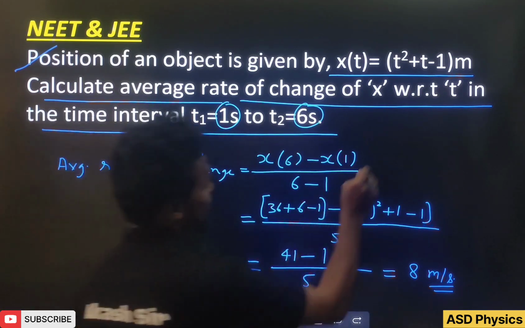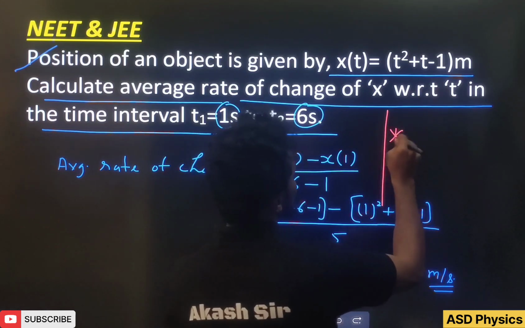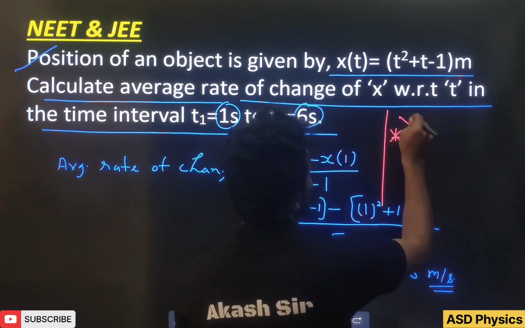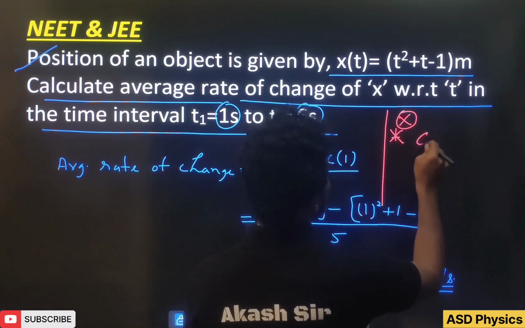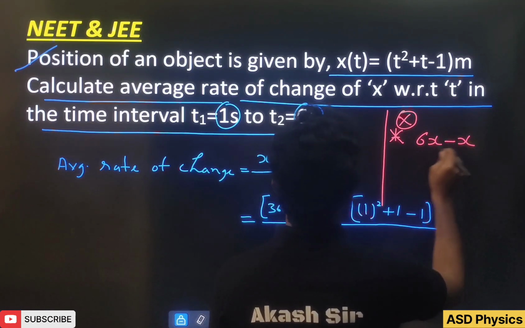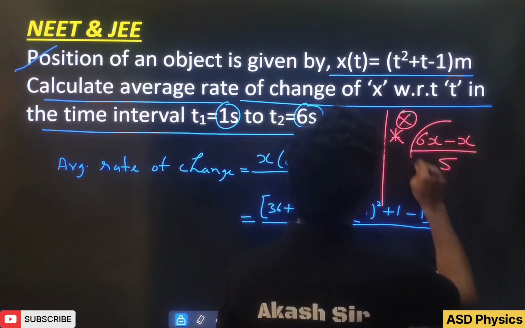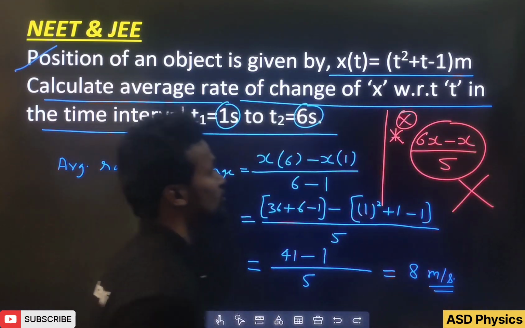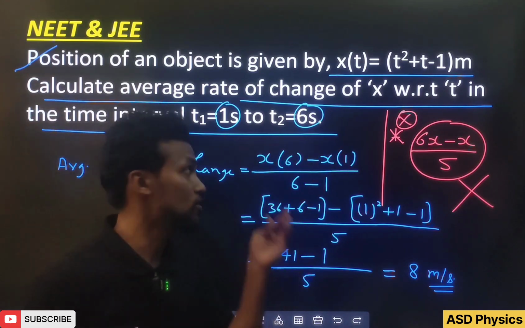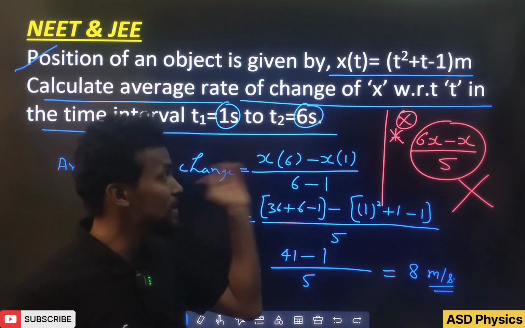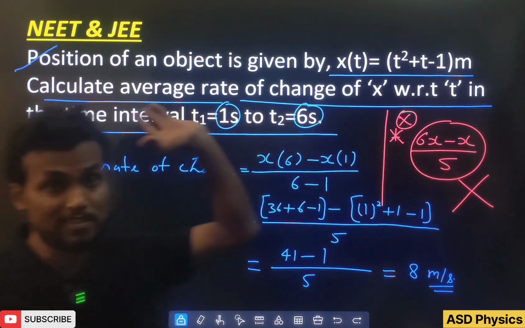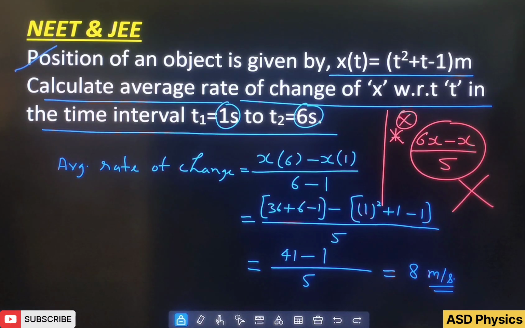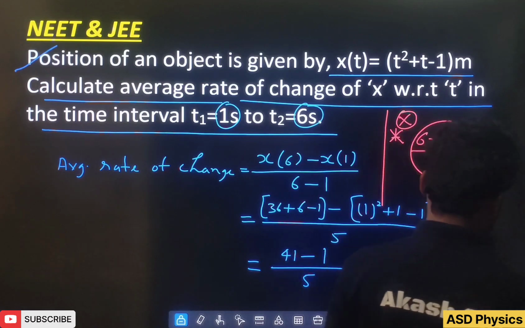And for some of the students, this is a somewhat basic problem. So it does not mean that it is written 6x minus x by 5. Okay, this is wrong. It does not mean 6x minus x by 5. No, here x value at which time? At t equal to 6 seconds. Okay, so don't do like this. So I hope this thing is very clear. We are doing the average rate of change here, always for some interval.